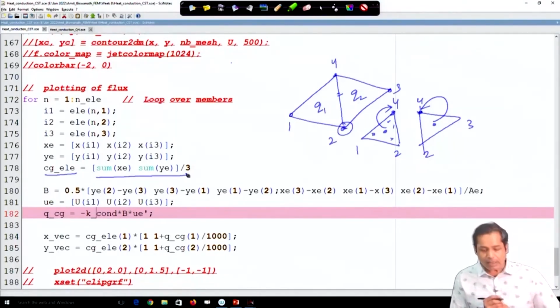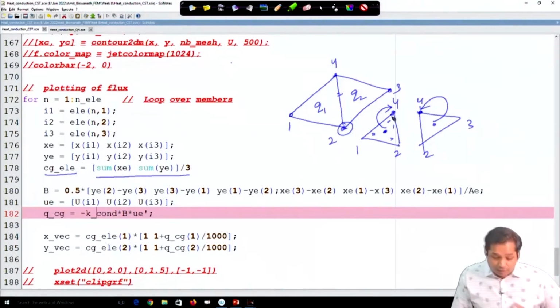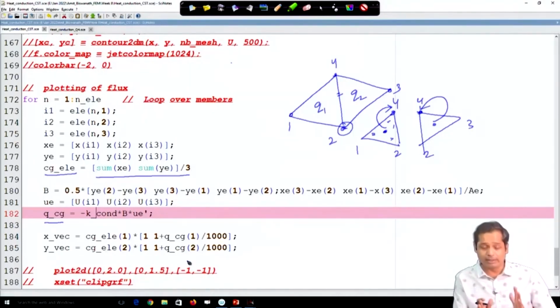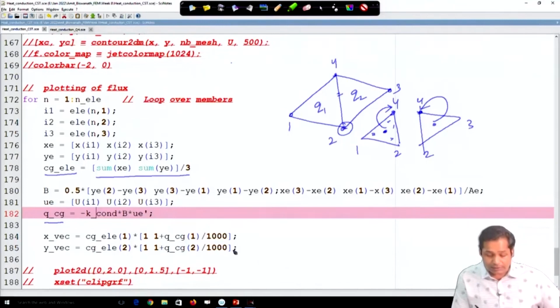So I have plotted at a point defined like this: the x coordinate is the average of all the x coordinates and the y coordinate is the average of all the y coordinates. This is CG, and this is QCG. QCG is plotted in vector form. Let me plot it, and then I will show you how it is plotted. So this is how the flux term is computed.